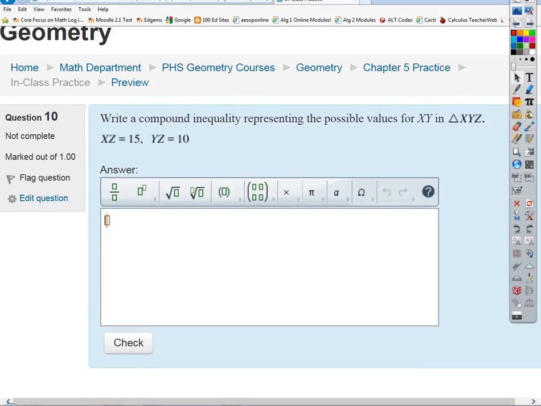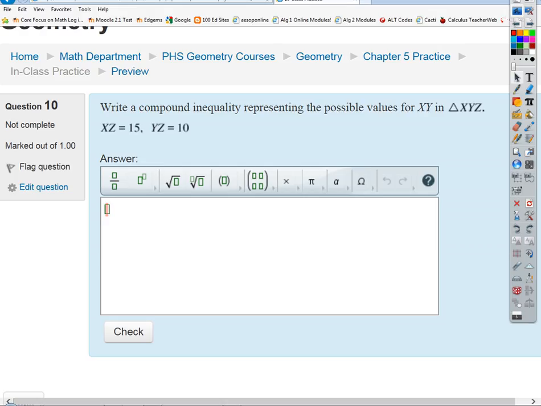Okay, so what about this one here? Now this, I want you to pay really close attention to this because this is really important. Not super hard, but there's something you gotta be careful of here. It says, write a compound inequality representing the possible values for XY in triangle XYZ. Actually, this isn't the one I was thinking of, it's still an important one.